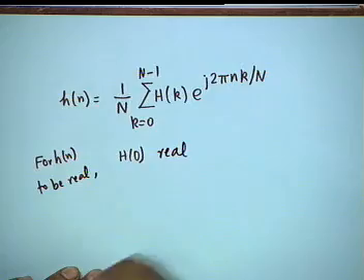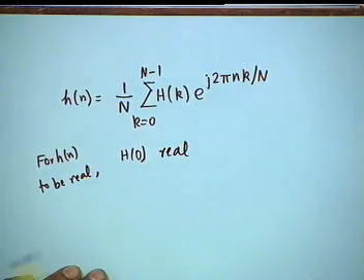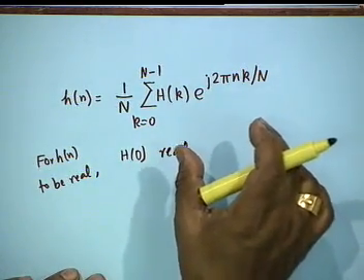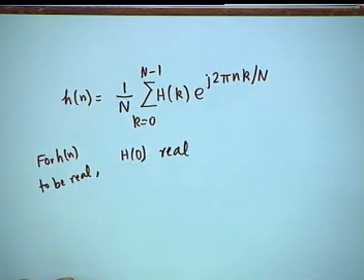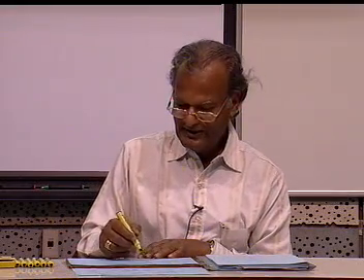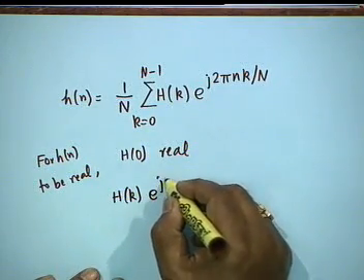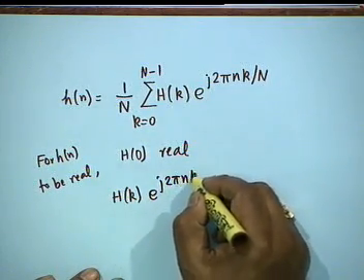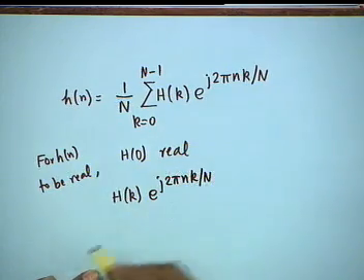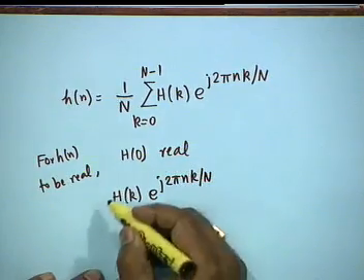First, H of 0 must be real. The other quantities are complex quantities, and if we can find two of them which are complex conjugates of each other, then we make sure that it would be real. Okay? So, I must have, corresponding to H of k e to the j 2 pi n k by N, I must have its conjugate.